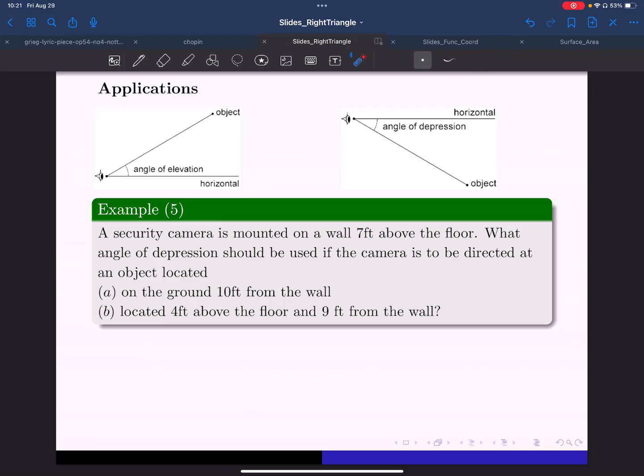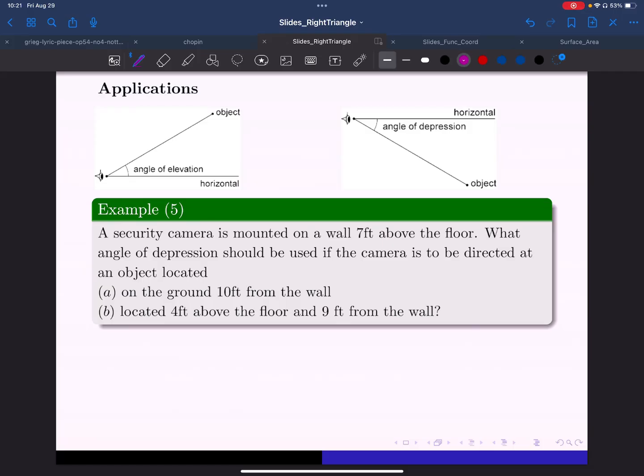We have example 5. A security camera is mounted on a wall 7 feet above the floor. What angle of depression should be used if the camera is to be directed at an object located on the ground 10 feet from the wall?